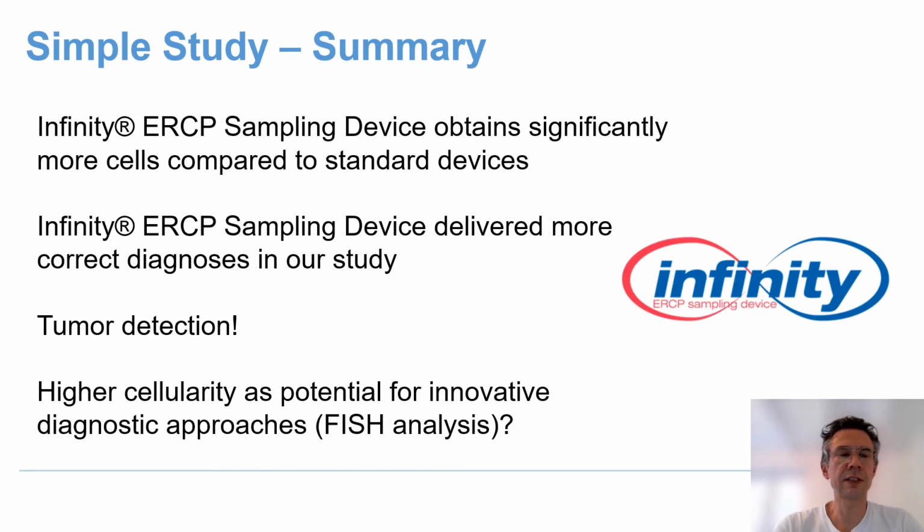Let me summarize our study findings. The Infinity ERCP sampling device obtains significantly more cells compared to standard devices. The Infinity ERCP sampling device delivered more correct diagnoses in our study compared to conventional brush cytology systems. Tumor detection is of high clinical importance and still has to be improved. But we could show that the Infinity ERCP sampling device abrades more cell material, and this higher cellularity may be a basis for new innovative diagnostic approaches such as FISH analysis from abraded cell material from the bile ducts.